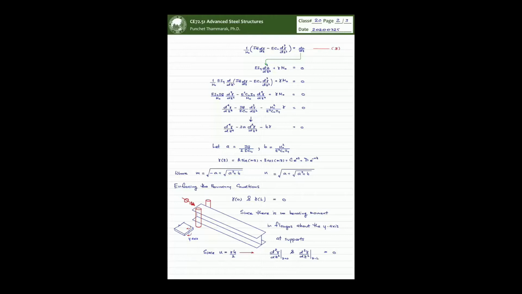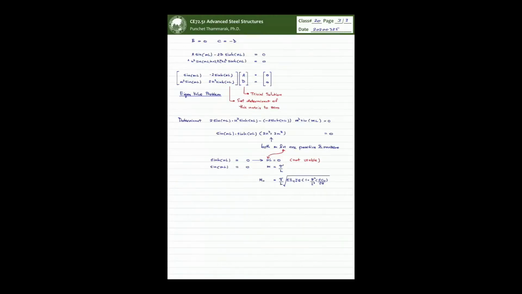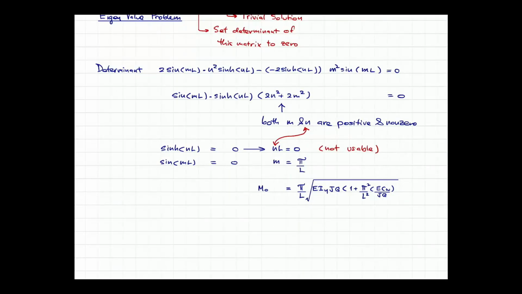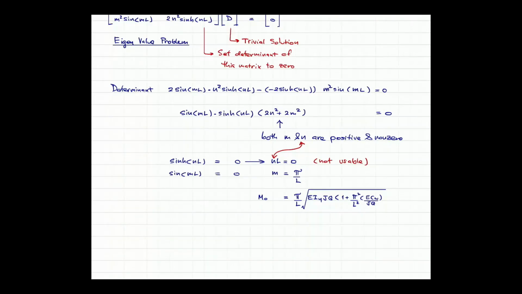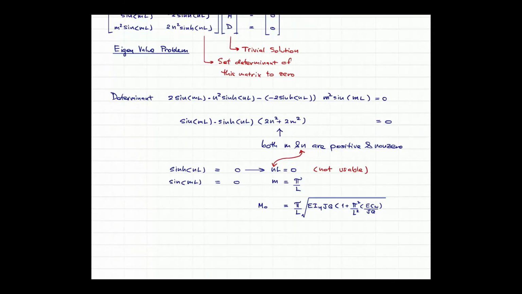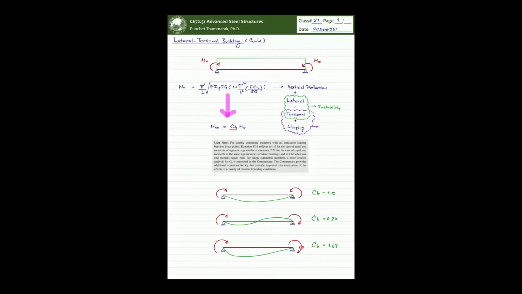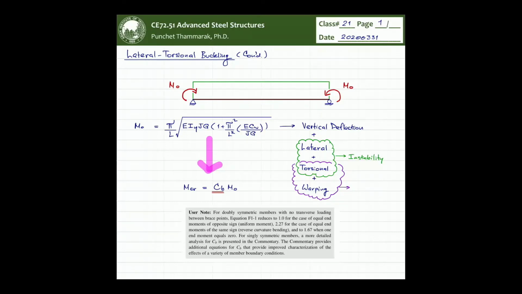We substitute the boundary conditions. At the end we come up with the differential equation with the boundary condition enforced, and we get the moment M naught given in terms of the elastic modulus and other parameters as shown over here. So we're going to use all of this information and continue in class number 21.